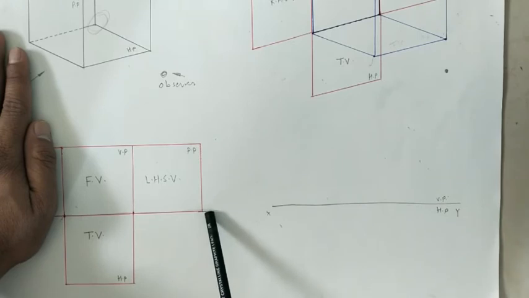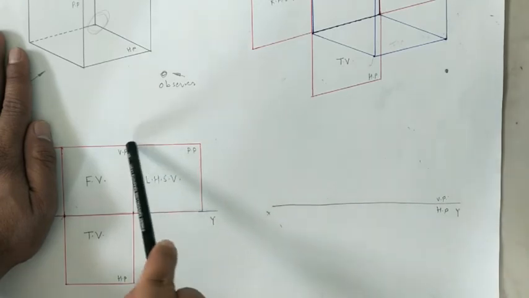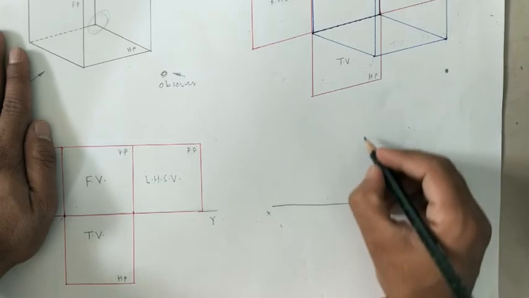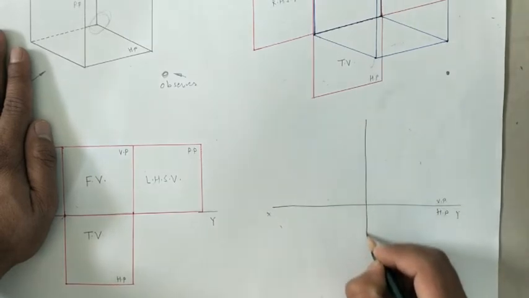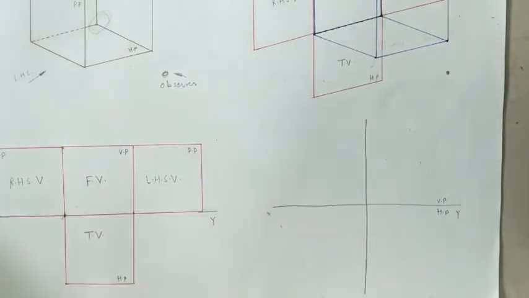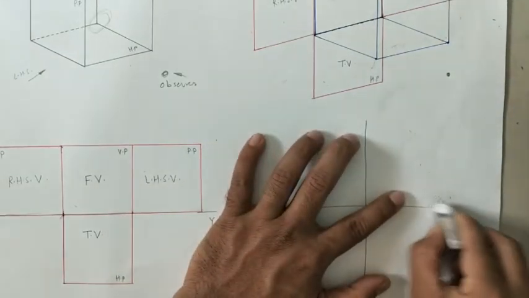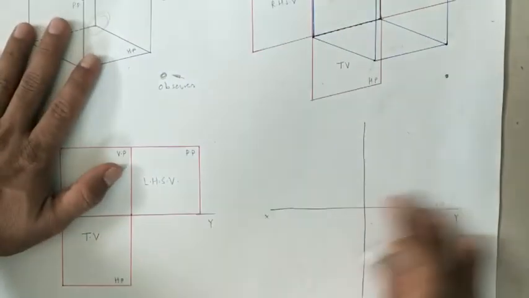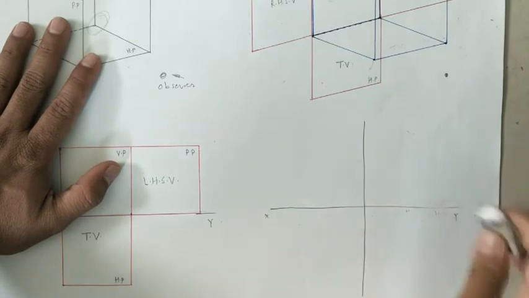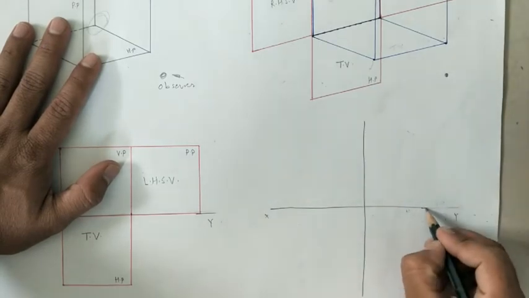Now in order to draw the left hand side view, we have to draw one vertical line. So we will draw it here like this. So if you draw this vertical line, then now this is very important.